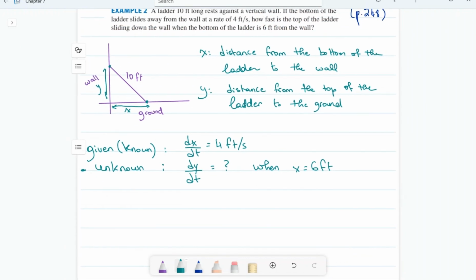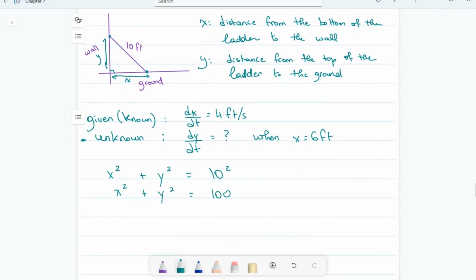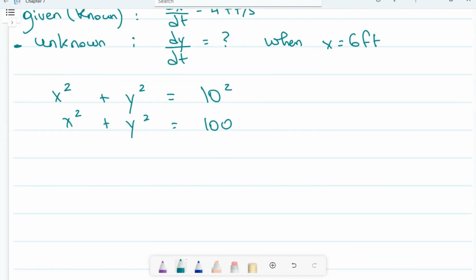Now, how can we find an equation to relate both of these quantities, x and y? Remember that here we have a right triangle, so we can use the Pythagorean theorem. So x squared plus y squared is equal to 10 squared. So x squared plus y squared is equal to 100. And as we did before, we differentiate both sides with respect to time. So let's start with the x squared.